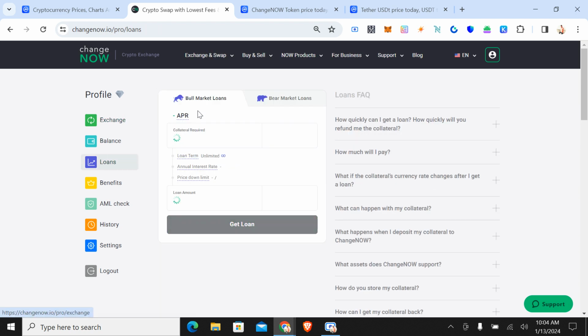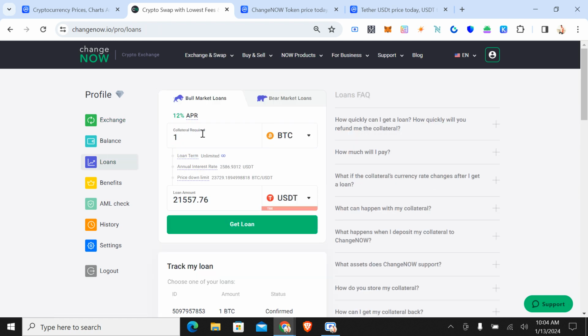Now similarly, this was the case for the bull market. What happens in a bear market is that you would like to buy as much Bitcoin or any altcoin as possible, and in this scenario you would like to have as much USDT as possible. So this is the bear market loan.